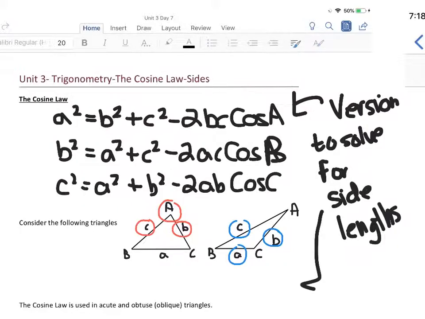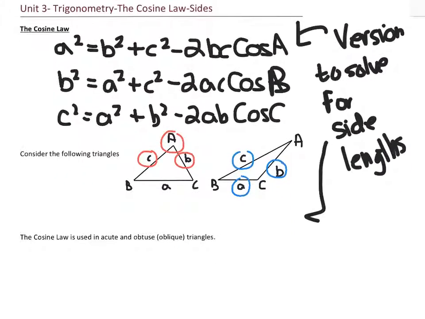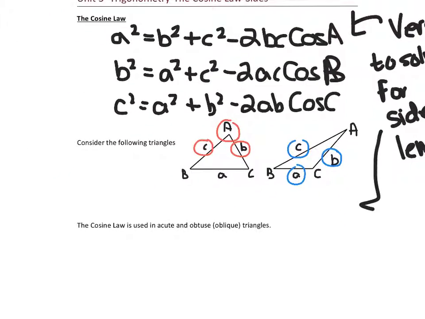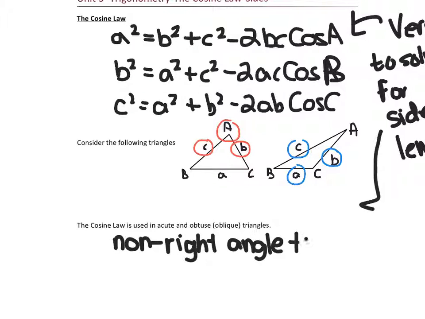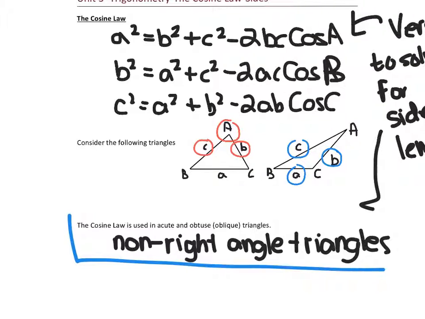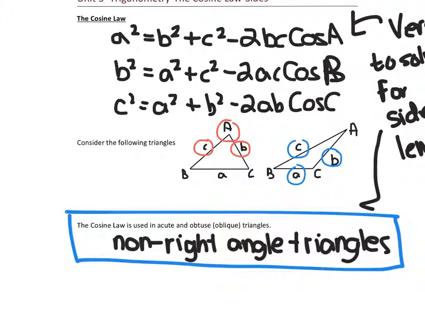And I also want to highlight that cosine law is used in acute and obtuse oblique triangles and also non-right angle triangles. So that's really important. That's what we're really talking about, solving non-right angle triangles.